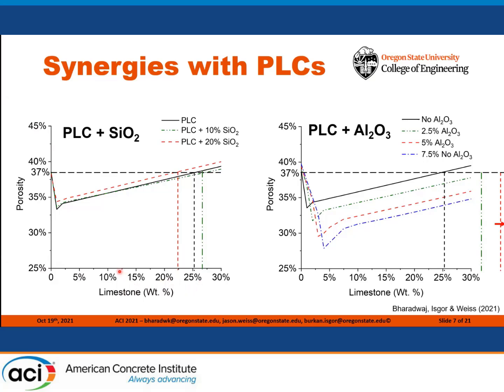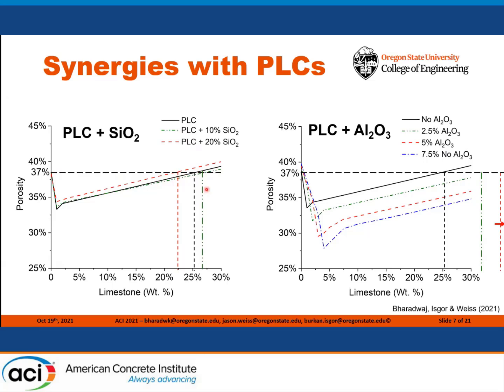As limestone is added to the mixtures, typically the porosity drops and then increases. But I'd like to draw your attention to this point where the porosity is the same as the porosity when you have no limestone in the system. So for a typical neat PLC system, this would be around 25% for this particular PLC, where you can have about 25% limestone where the porosity is the same as when you had no limestone in your system.